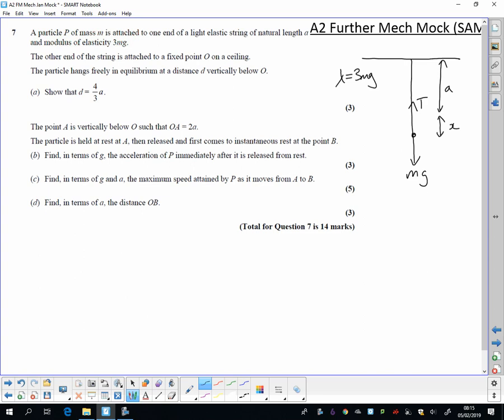It's in equilibrium. I've set my diagram up where we know the natural length is A and I've called the extension X. In part A, we've just got to show that the total distance from the ceiling when it's in equilibrium is 4/3 A. If it's in equilibrium, then there's no resultant force as it's hanging, which means the tension has got to be equal to the weight.